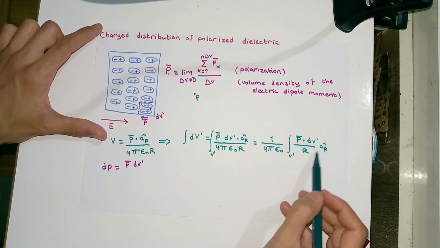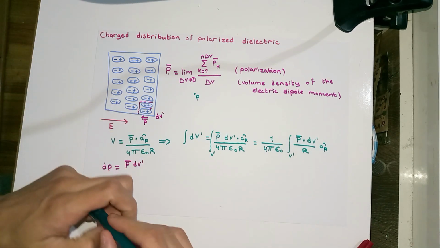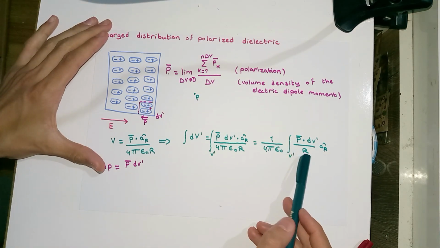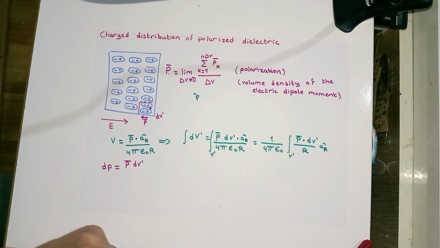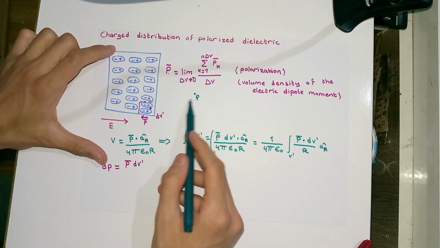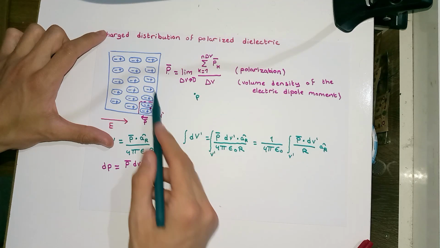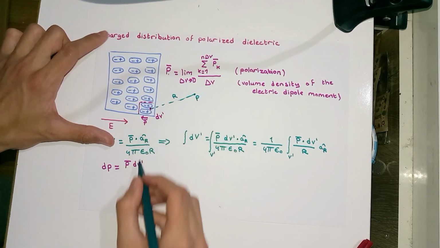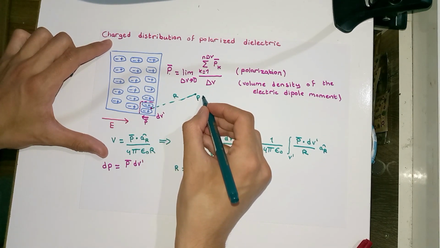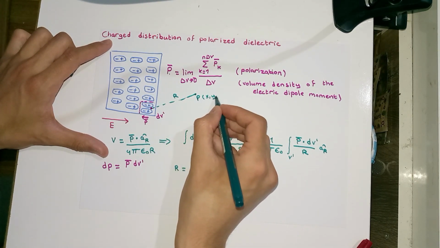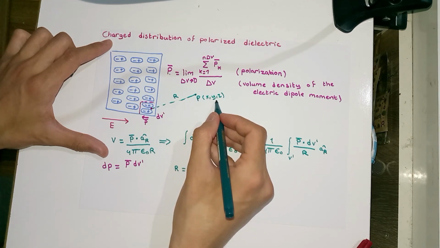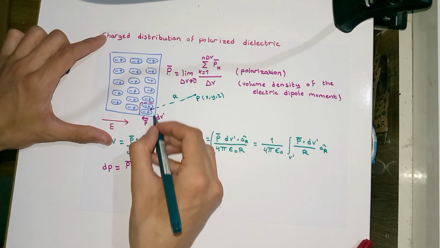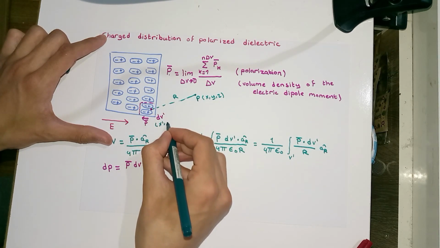Now to make this formula more readable, I'm going to apply a small trick. Let's talk about R. R is representing the distance between this point P and this point, which exists inside the dielectric. This is R. Actually, this point has the coordinates x, y, z. Remember that we said that the unprimed coordinates are taken for the point P, and this point has the coordinates x primed, y primed, and z primed.